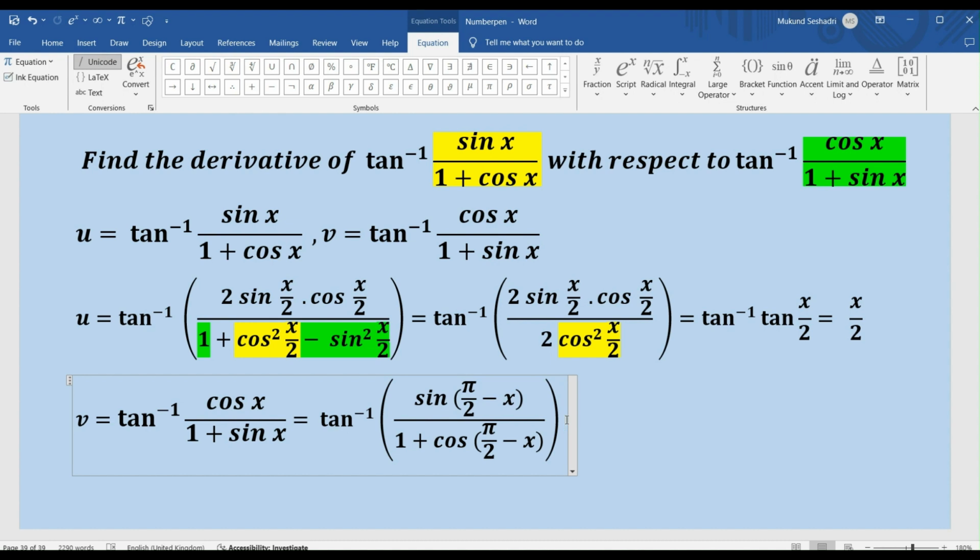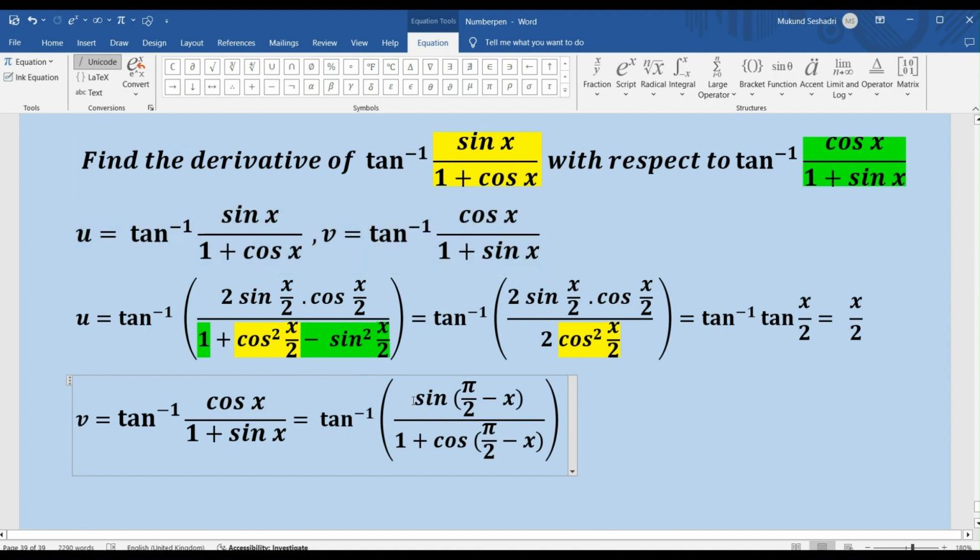Now let's come down to cos of pi by 2 minus x. What is cos of a minus b? It's cos a cos b plus sine a sine b, right? So my cos of pi by 2 into cos x is nothing but 0, and my sine of pi by 2 into sine x is nothing but sine x, right? And that's how we arrive at this particular expression, right?